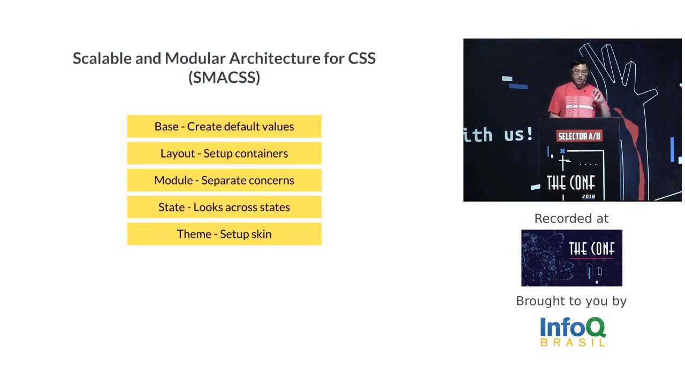The base creates your default values. Your layout is similar to the structure in object-oriented CSS, where you have your containers. Your module is about separating concerns, and your state is about your look across states. For example, let's say you have a button with a focus state, that would be the state. And then the theme would be setting up the skin, similar to object-oriented CSS.